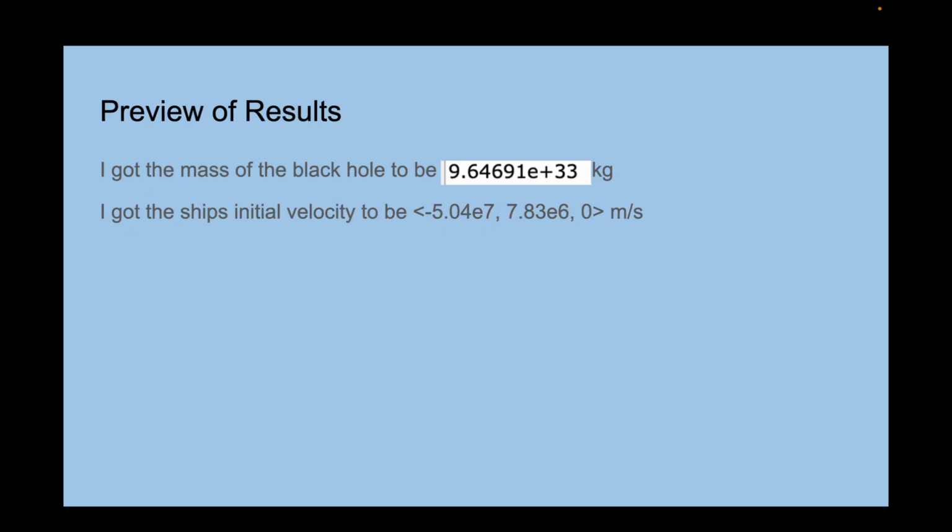So a quick preview of my results. I got the mass of the black hole to be 9.64691 times 10 to the 33 kilograms. And I got the ship's initial velocity to be this vector right here.